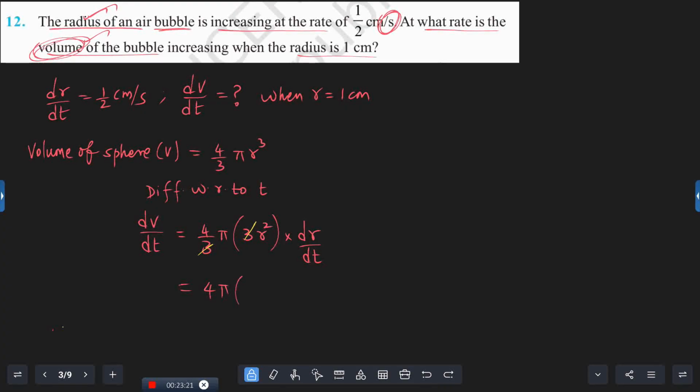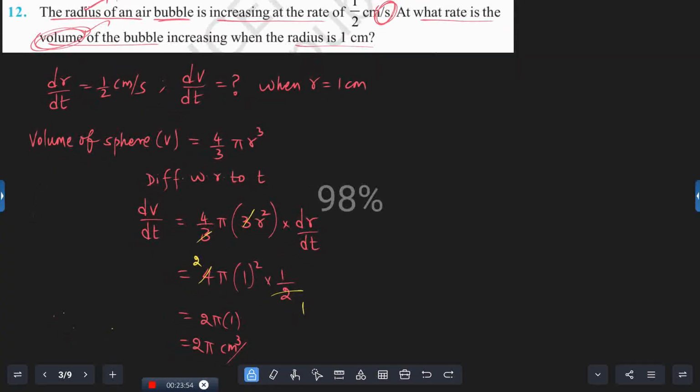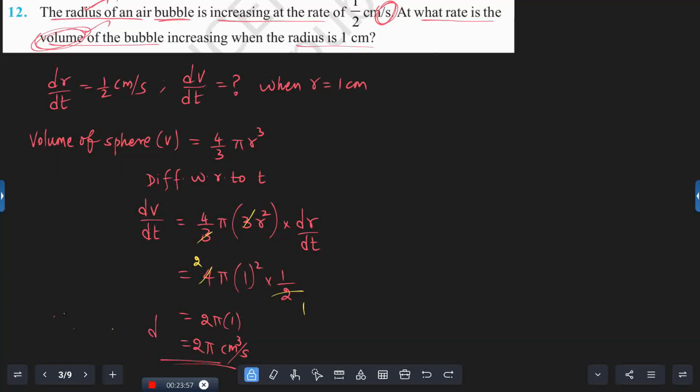4 pi r square, r is 1, so apply 1 square, into dr by dt, which is given as 1 by 2. When you cancel, 2 twos are 2, so my answer is 2 pi times 1 square, which is 1. Therefore 2 pi. Since it is a volume, the unit is centimeter cube per second. So dV by dt is equal to 2 pi centimeter cube per second, which is the required answer.